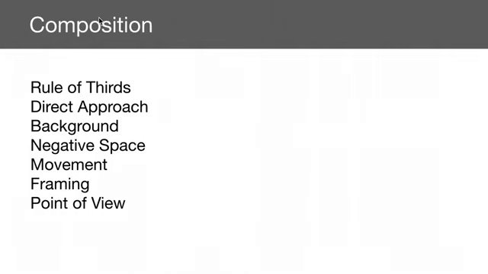Composition has 7 key ways to think about. You can use any of these in any combination. You can use only one, or you can use multiple. The idea for a good photographer to advance themselves is to use multiple compositions at one time, and that can be done in different ways.